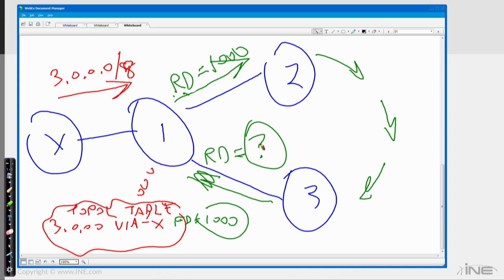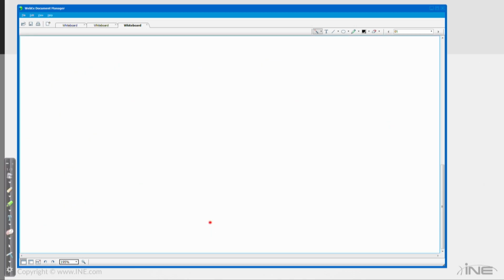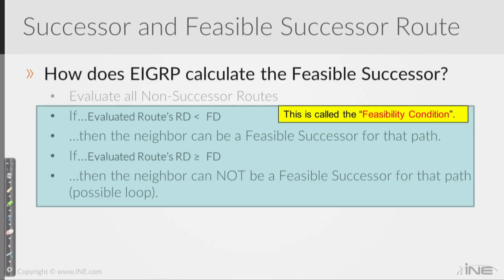If their reported distance is the same number as this or larger, that is suspect. That could possibly be my own route coming right back to me. I don't think I want to use that because that might be leading to a routing loop. So in that particular situation, we would say that that route did not meet the feasibility condition. It's not feasible. We cannot even consider it because it could be a potential routing loop. And so that's what we see right here.